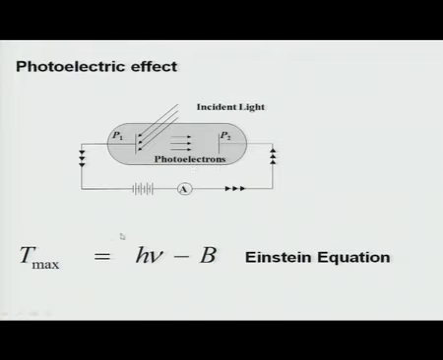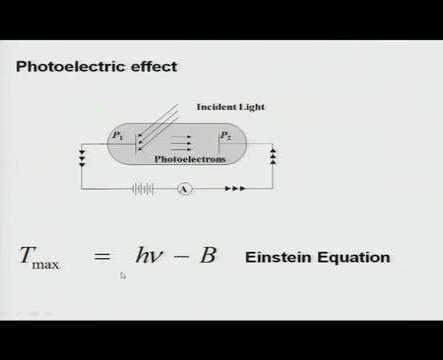And Einstein, using his quanta model, showed that the maximum kinetic energy of the emitted electrons, T maximum, was equal to h nu, where h is the Planck's constant and nu is the frequency of the light that is used here, minus a constant B, which depends on the properties of the metal. For potassium it has a certain value, for sodium it will have a different value. So, this is usually referred to as Einstein's photoelectric equation. Once again, T max represents the maximum kinetic energy of the emitted photoelectrons.